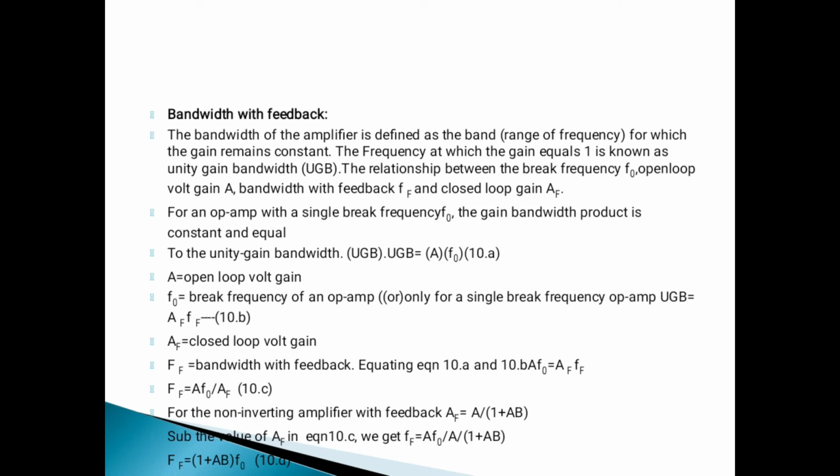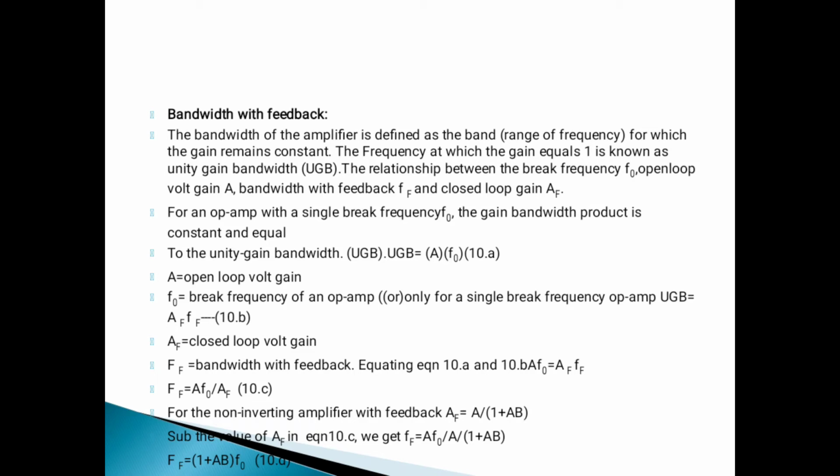Bandwidth with feedback. The bandwidth of a feedback amplifier is defined as the range of frequencies for which the gain remains constant. For an op amp with a single break frequency, the gain bandwidth product is constant and equal. A is the open loop voltage gain, F0 is denoted as the break frequency, AF is the closed loop voltage gain, and FF is the bandwidth with feedback. FF denotes A F0 divided by AF.